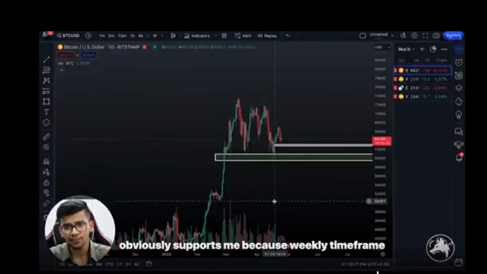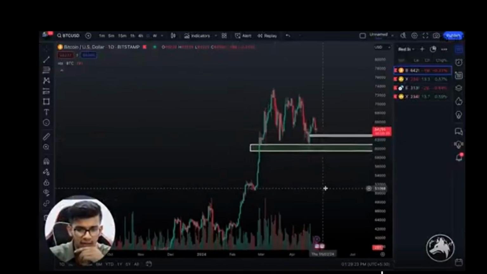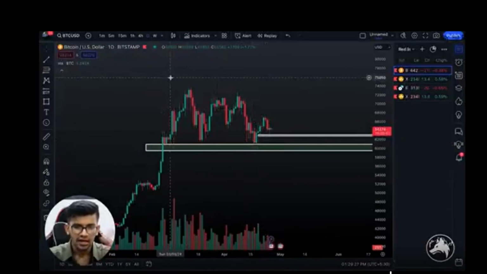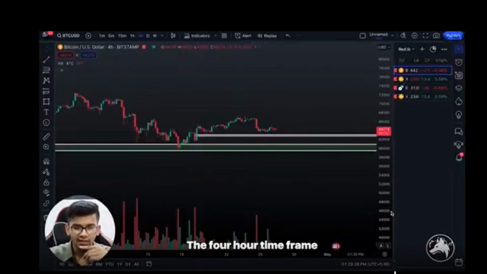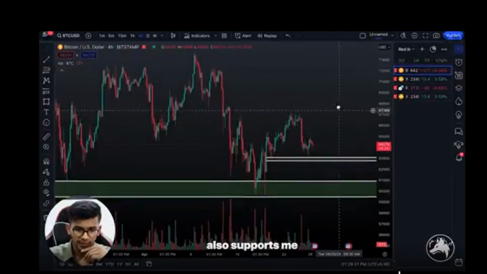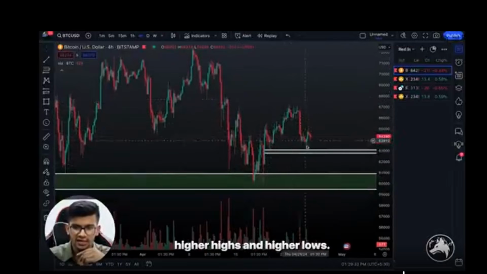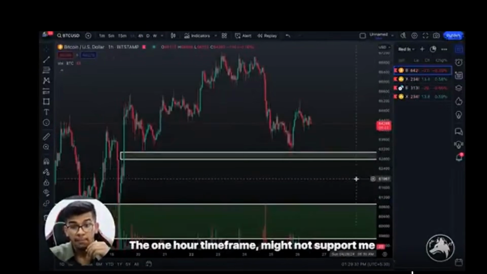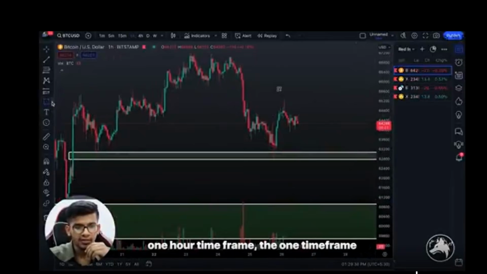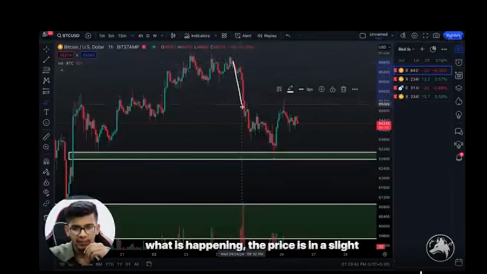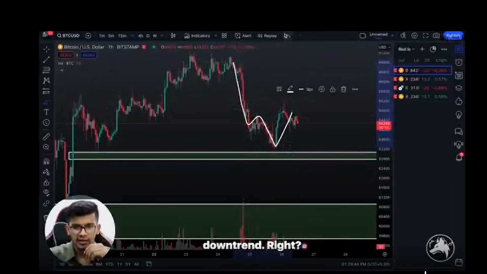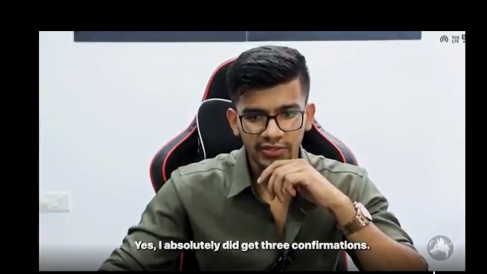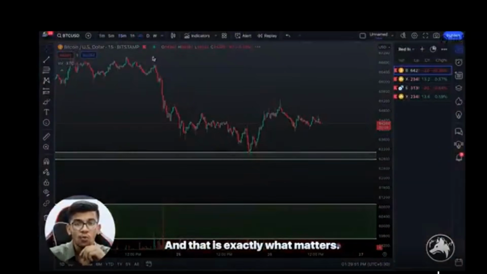So weekly time frame obviously supports me because on the weekly time frame the trend is up. The daily time frame also supports me because the price is bouncing back from the support region. It's looking good. The 4-hour time frame also supports me because here we can see higher highs and higher lows, prices going up, forming an uptrend. The 1-hour time frame might not support me because if you look at it, what is happening? The price is in a slight downtrend, right? But did I get 3 confirmations? Yes, I absolutely did get 3 confirmations, and that is exactly what matters.